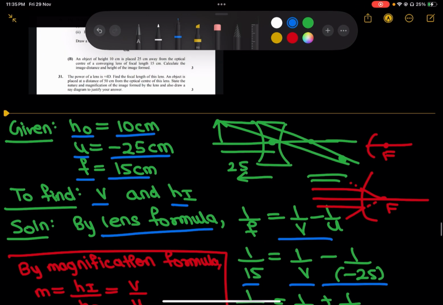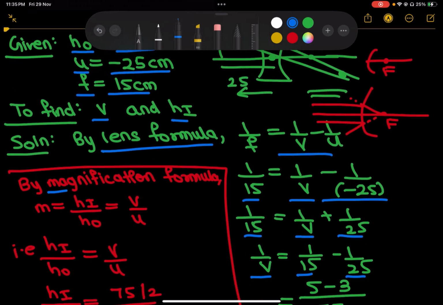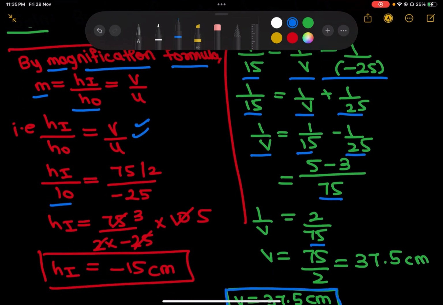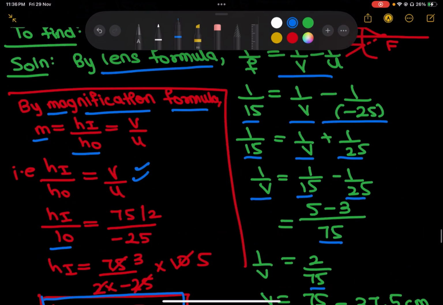Okay. Now the second question asked is HI. For HI we have to use the magnification formula, right? That is M is equal to HI by HO, which is equal to V by U. So these are the two cases. HI we have to find upon 10 is equal to 75 by 2. You can put 37.5, but it would become lengthy, so instead just put the fraction part. So 75 by 2 upon minus 25, with sign. Remember, always with sign. If you reduce this down, you'll get the final answer as minus 15 centimeter. The final answer will be minus 15 centimeter.